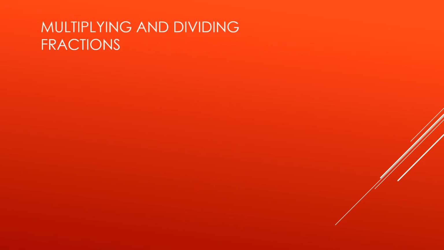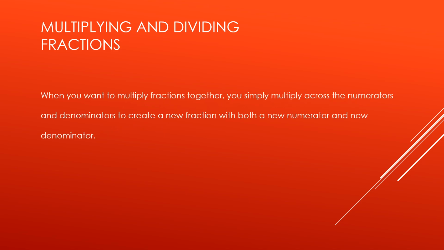Now, with multiplying and dividing fractions, the rules are simpler. Like in the previous example, when you want to multiply fractions together, you simply multiply across the numerators and denominators to create a new fraction with both a new numerator and a new denominator, unless multiplying by 1 or 0.